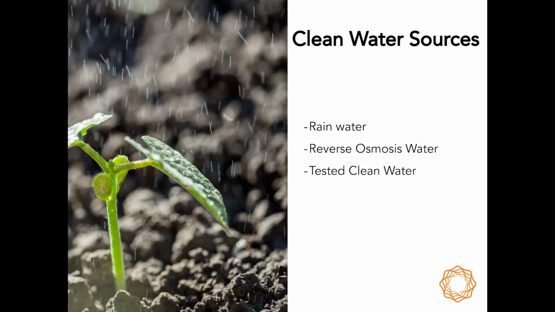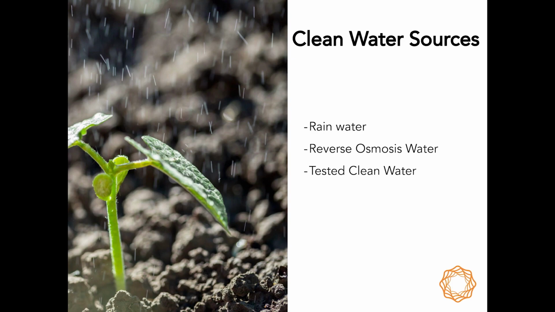So potential clean water sources are rainwater or reverse osmosis water or water that has been tested to be clean. So if you actually have a laboratory analysis that shows that your water is clean from your well or from whatever source you're using, you can use that very safely. Rainwater is an option for some growers, not for all. And then that brings us to the third option, which is reverse osmosis.